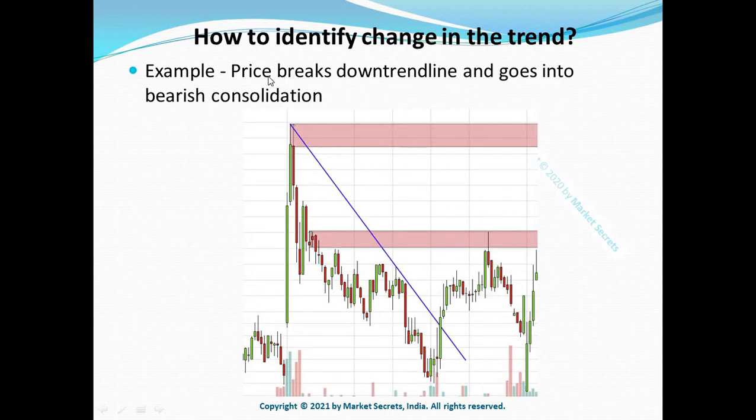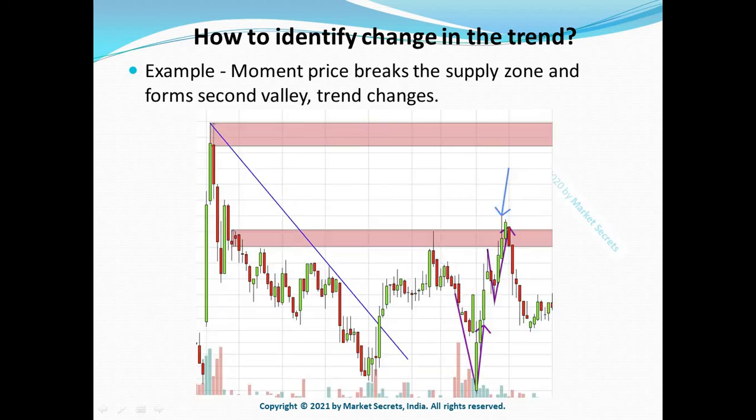Now the price breaks the downtrend line and goes into bearish consolidation. If you look here, the price started moving up from here, and at this particular candle the price breaks the downtrend line and we are now officially in bearish consolidation. And now the price continues to move up, but it couldn't break the supply zone here, so it dropped back again and then it formed a clean valley, and after that price shot up hugely and then it printed another valley, and in the process it took out the supply zone as well.